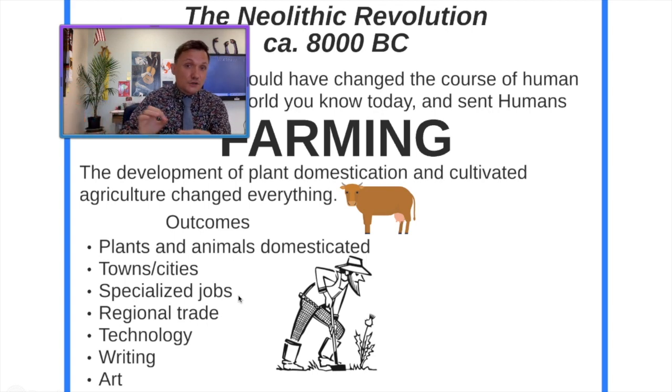Now we can create regional trade, right? Now we can trade with one another. Oh, I have all these cows and you have all that wheat. How about we trade those two things, right? Regional trade is another huge outcome of the Neolithic Revolution.